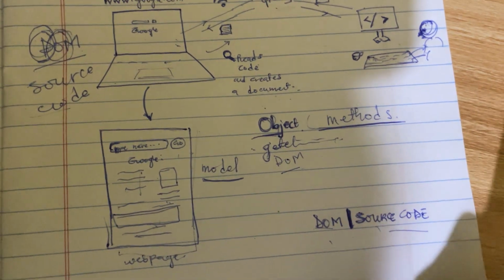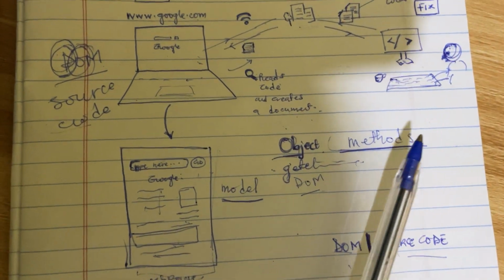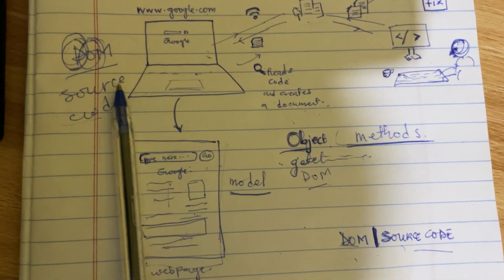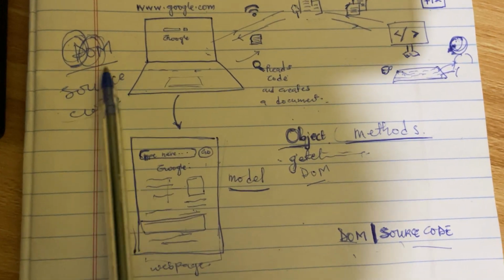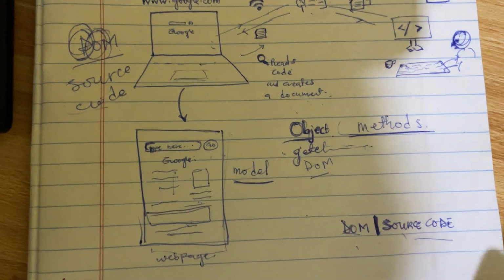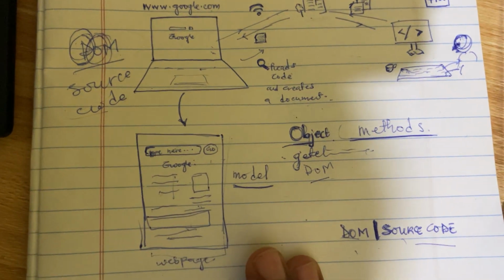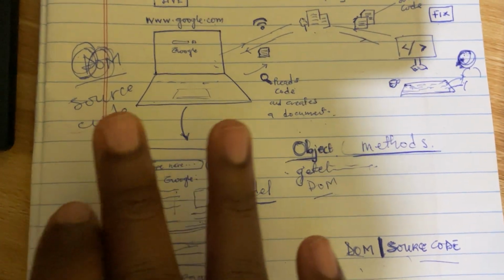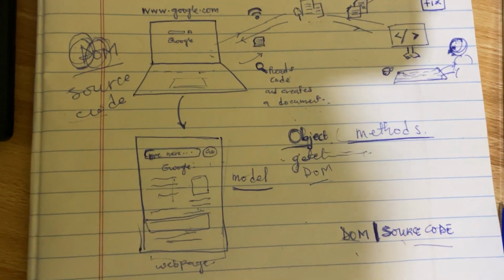So that is the concept behind the document object model, the DOM, and the source code and everything. I hope this short video gives a little insight about the few concepts I've talked about.